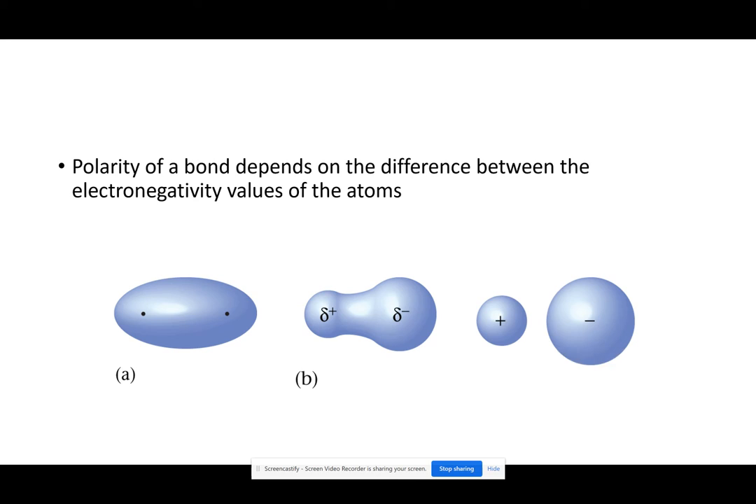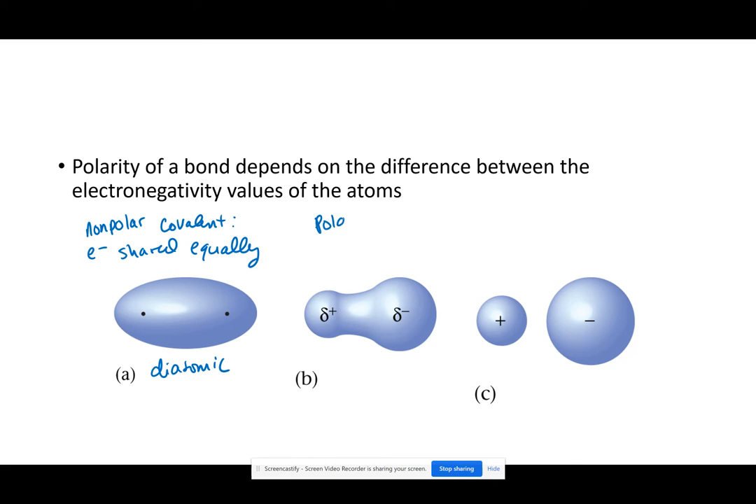So polarity of a bond is going to depend on the electronegativity difference between the atoms. If there is no electronegativity difference, it's called a nonpolar covalent bond. And in that case, the electrons are shared equally. So in a nonpolar bond, there is no electronegativity difference. The electrons are shared perfectly equally. The only time you're really going to see this is with the diatomics, because any other time there is going to be some difference in electronegativity. There's going to be some uneven sharing of electrons.